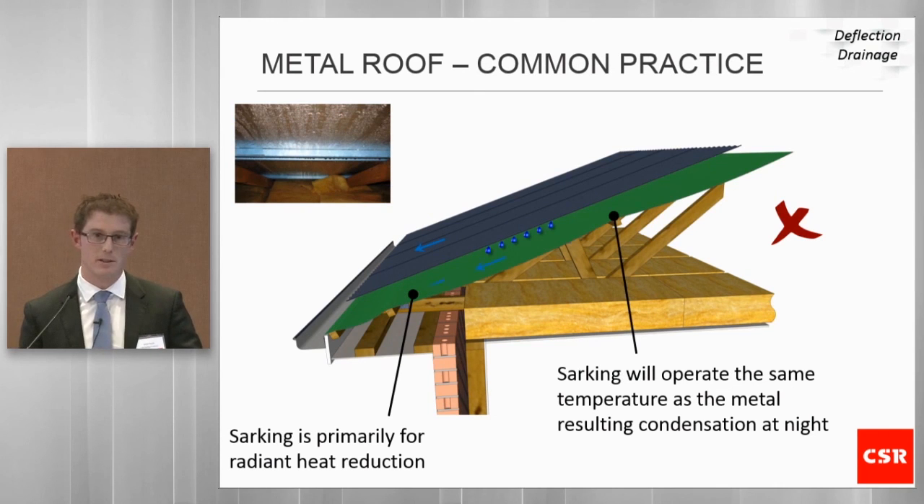Common practice in Australia when sarking is used is to put it over the battens. This is still not a fantastic approach, because what's going to happen here is you've got the membrane in direct contact with the roof sheeting. So at night, when you've got the night sky cooling, the membrane is going to become exactly the same temperature as the sheet roofing. So if you're going to get condensation under the sheet roofing, you're going to get condensation under the sarking as well.